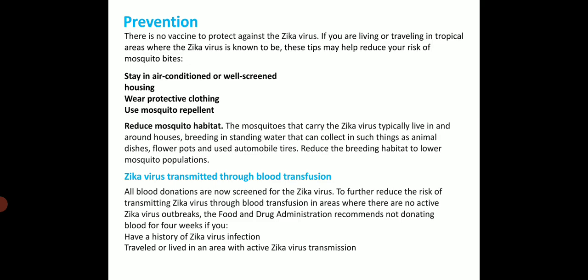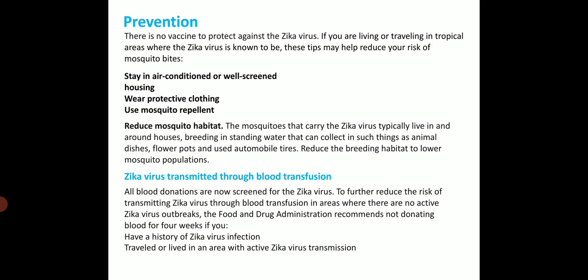Use mosquito repellent. Reduce mosquito habitat. The mosquitoes that carry the Zika virus typically live in and around houses, breeding in standing water that can collect in things such as animal ditches, flower pots and used automobile tires. Reduce the breeding habitat to lower the mosquito population. So these are some of the preventive measures, and along with all these, the Zika virus is transmitted through blood transfusion. All blood donations are now screened for the Zika virus.